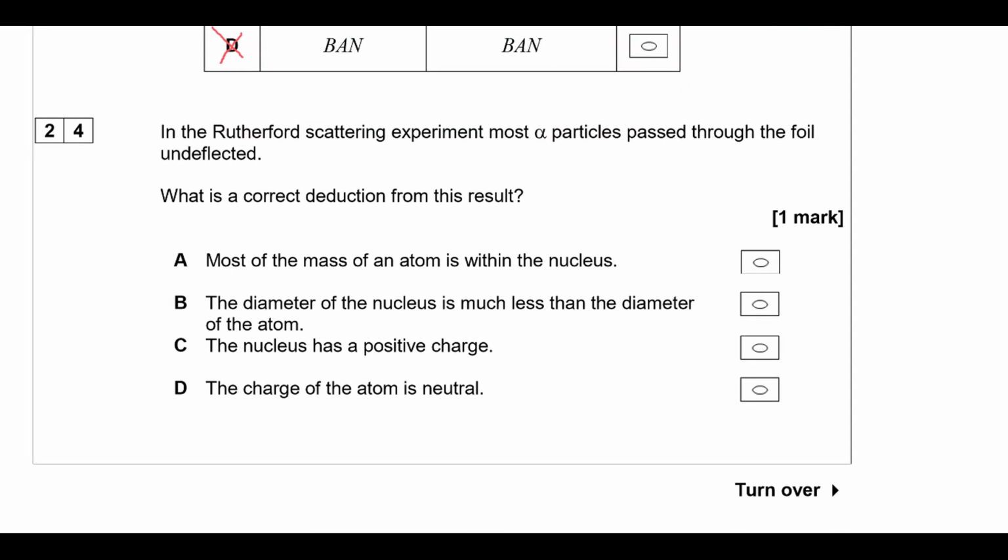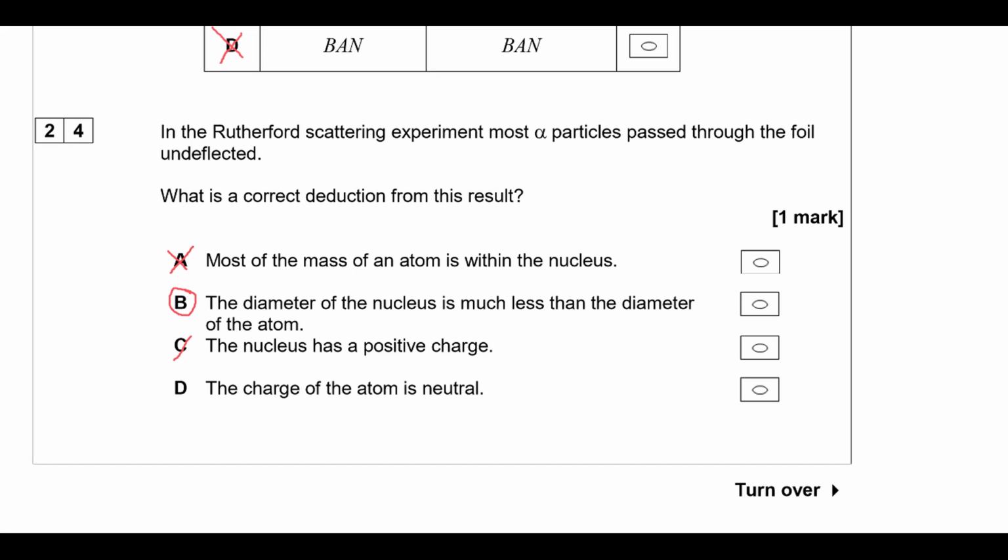In the Rutherford scattering experiment, most alpha particles pass through the foil undeflected. Which is the correct deduction from that? So let's go through. Most of the mass of an atom is within the nucleus. Not really, because when he was doing the experiment, you didn't even know there was a nucleus, so that's not a conclusion from it at all. You don't know anything about where the mass is. The diameter of the nucleus is much less than the diameter of the atom. I would buy that, because the conclusion is essentially that there's mostly empty space, so that makes sense.